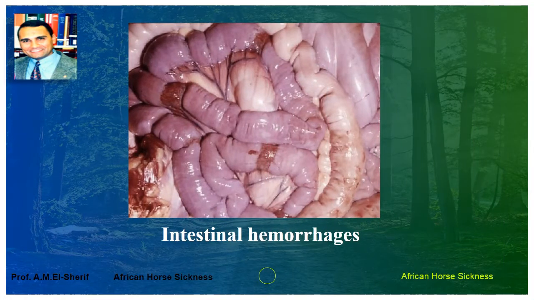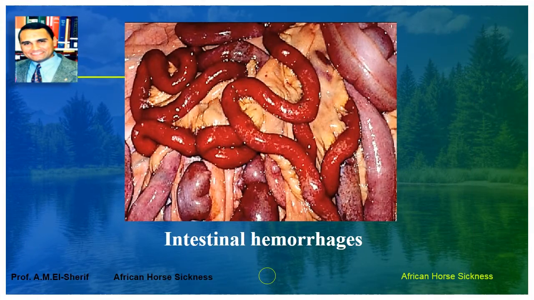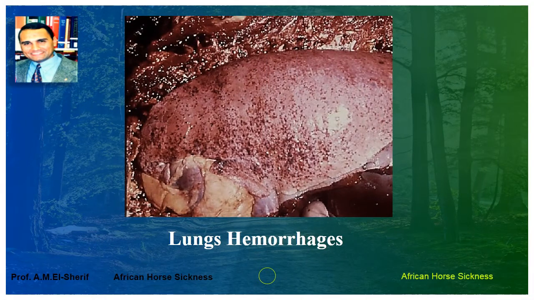Intestinal hemorrhages are one of the prominent post-mortem lesions in infection by African horse sickness. Hemorrhages in the lung of an infected horse dead from African horse sickness infection.